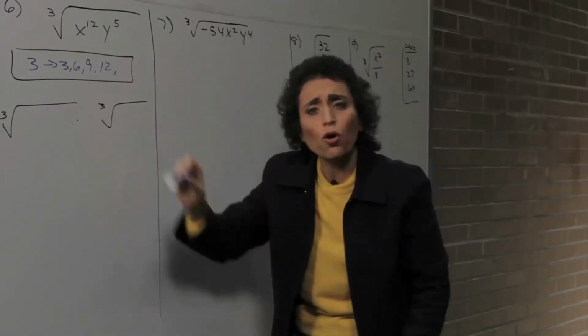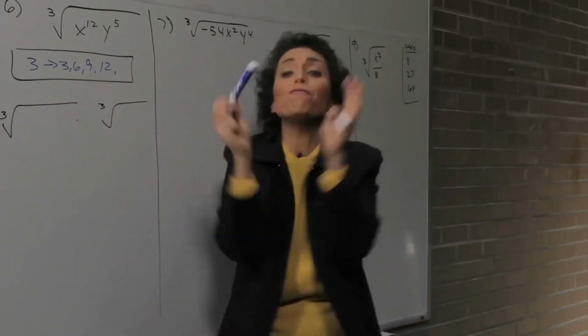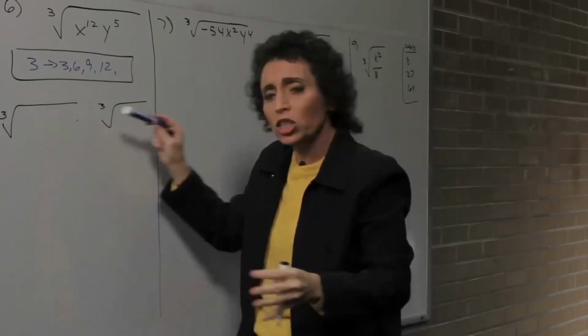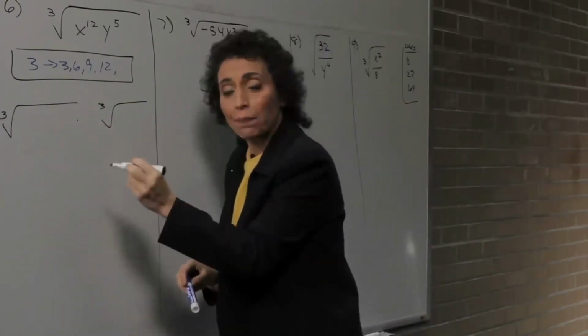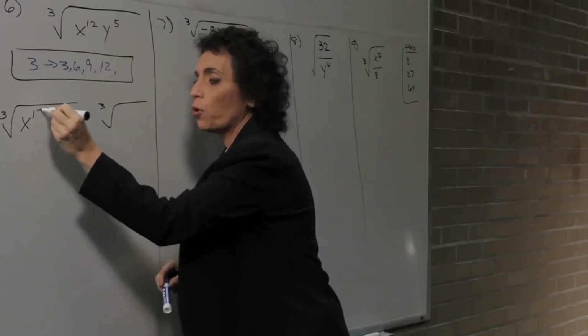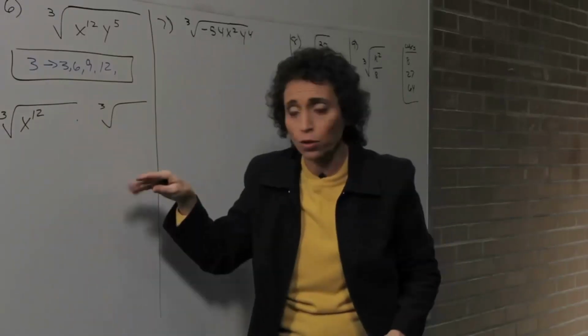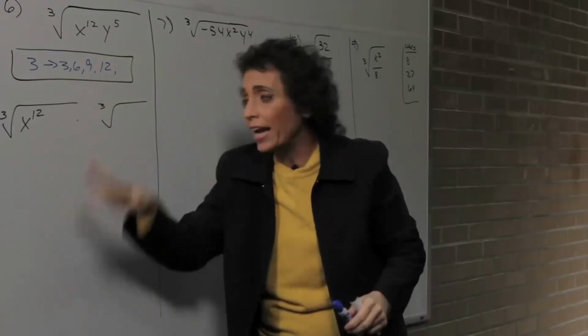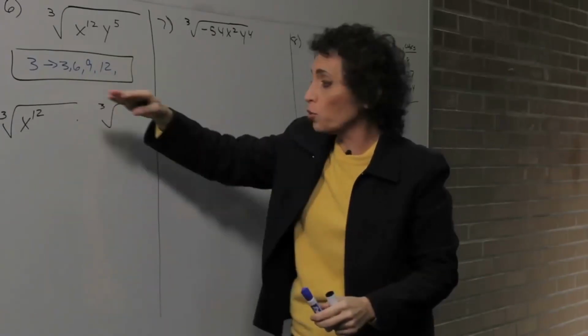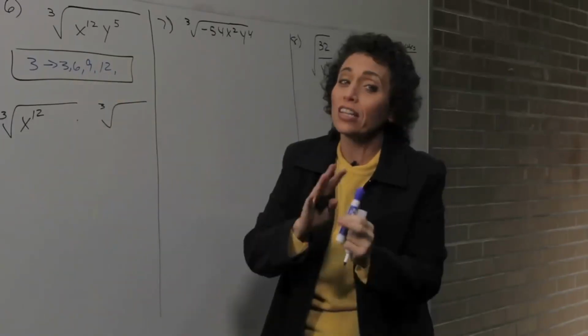X to the 12th is perfect. Do not mess with them. Do not fix what's not broken. Only split them up when they are not perfect. x to the 12th is perfect. Do not simplify it first. Do not divide. That goes at the very end when you've done this step. Don't do some part of that step here and part at the end. You're going to get it wrong.